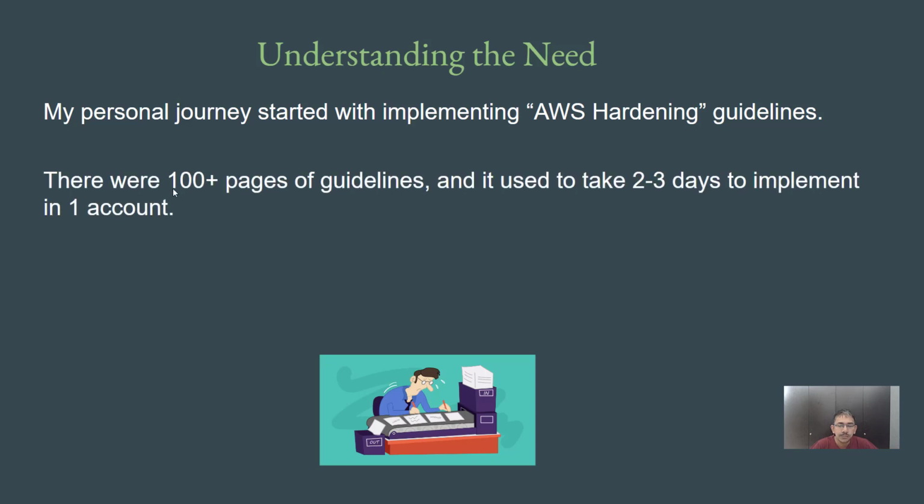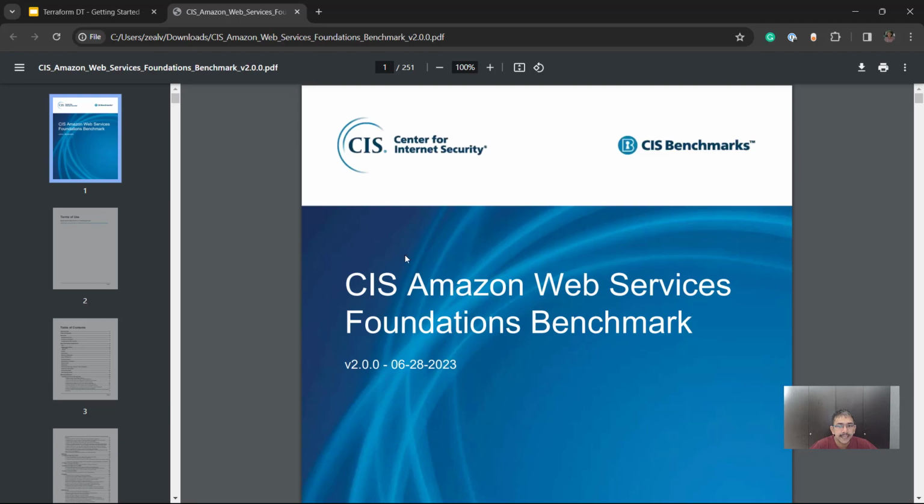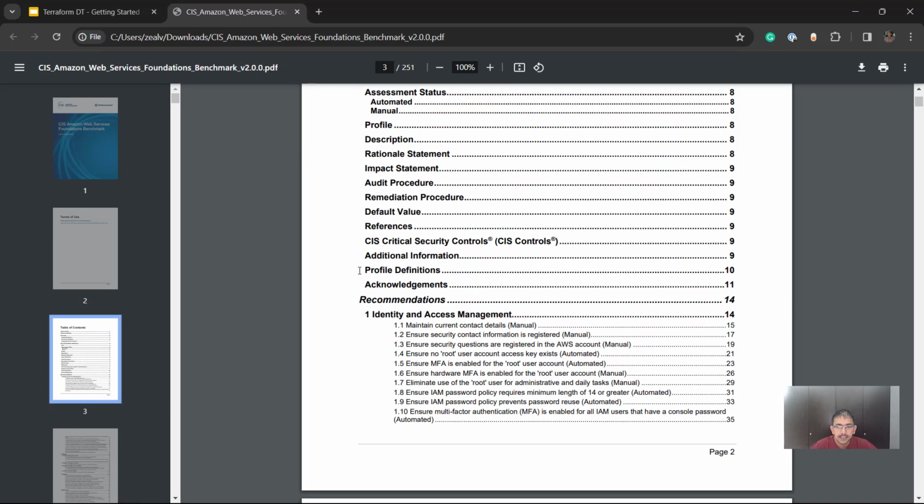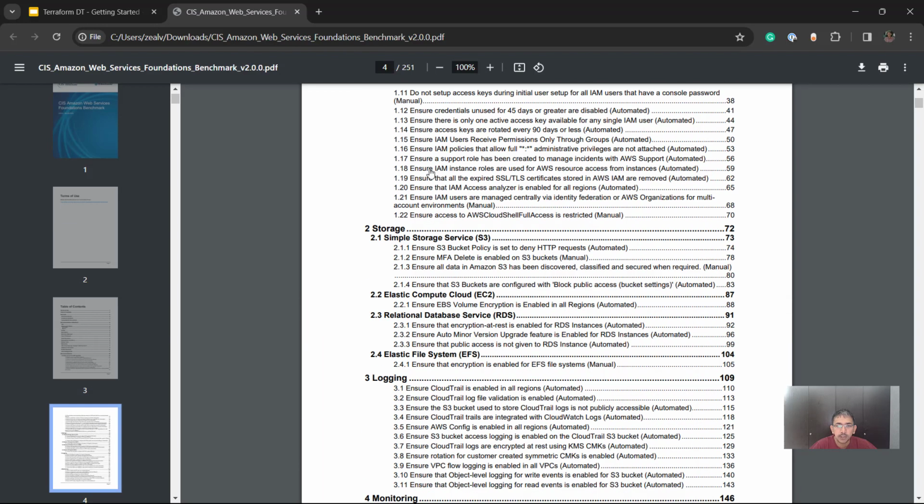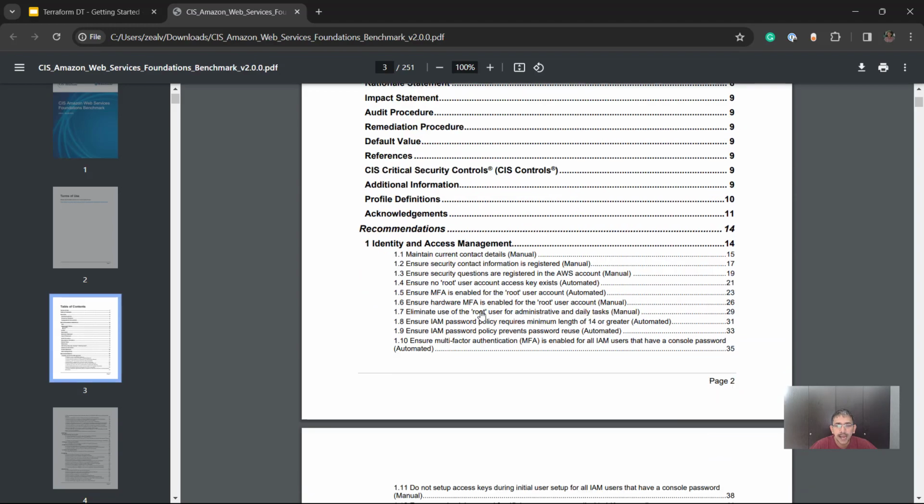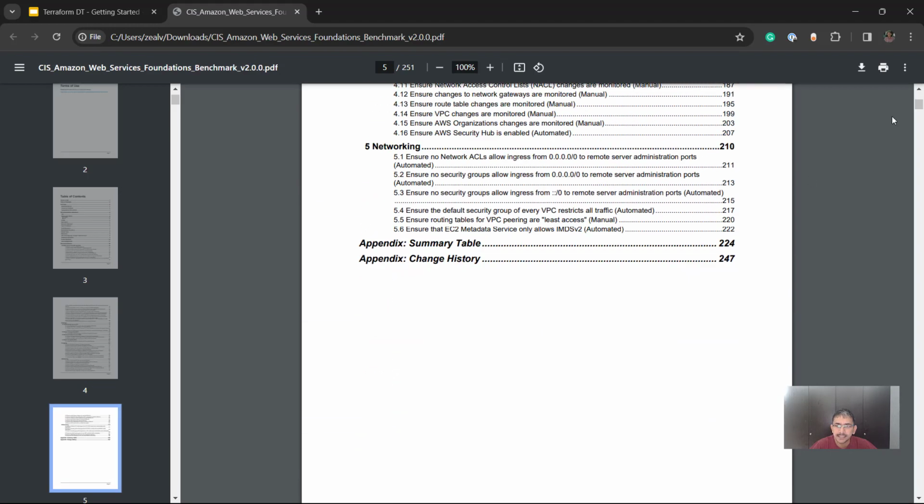In the CIS benchmark, there were 100-plus pages of guidelines that were recommended. And if you try to implement it manually, it used to take 2 to 3 days to implement it in one account. Now let me quickly show you what exactly this looks like. If you look into the CIS benchmark associated with AWS, you see they have a lot of requirements that you have to ensure you set as part of your account. It is related to identity access management, EC2, RDS, etc. And as of now, you have 250 pages. Back then when I was implementing CIS, we had close to around 120 pages.